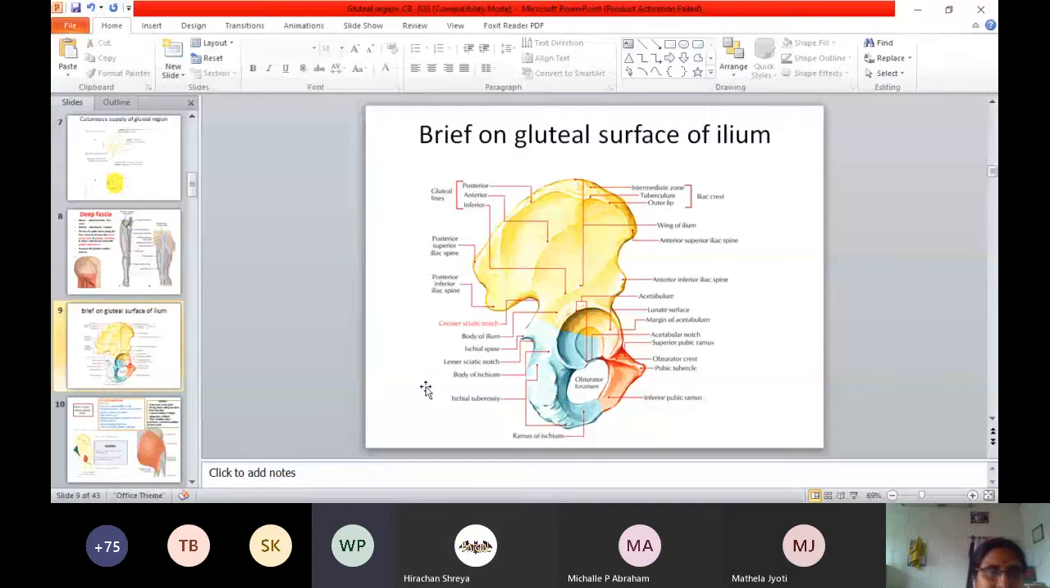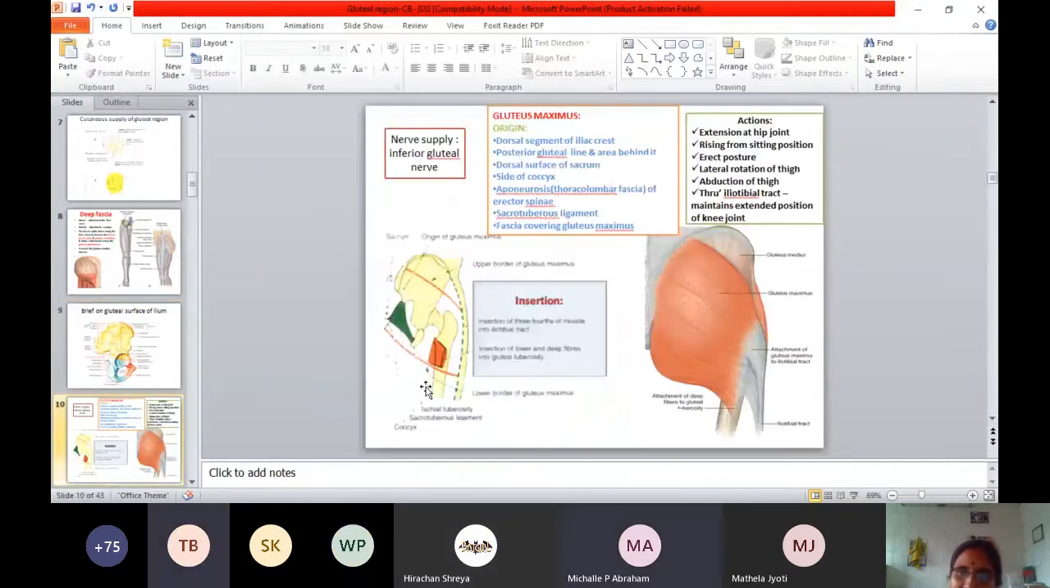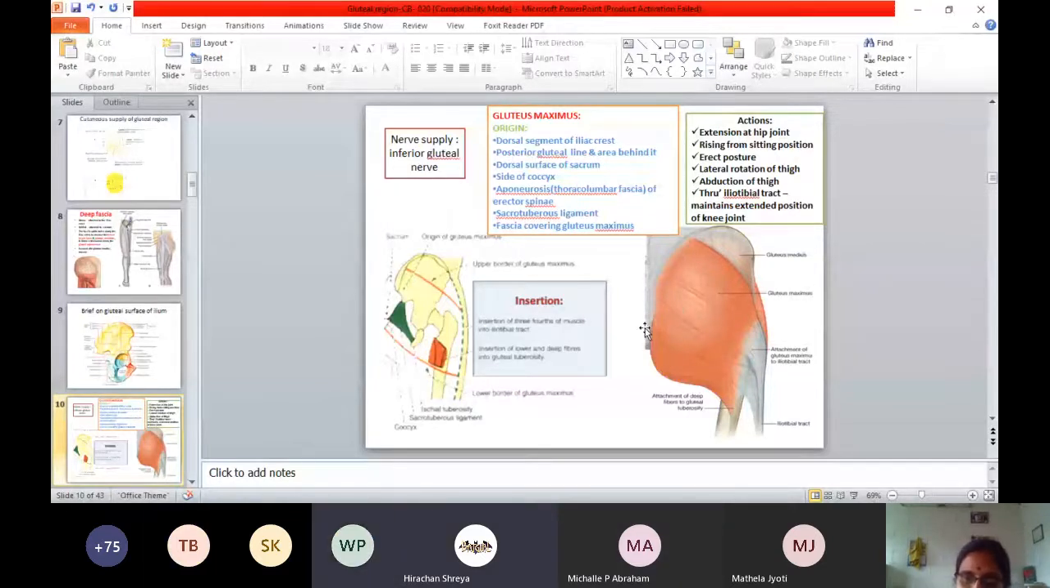Now, what is the big muscle of the gluteal region? Gluteus maximus. This is origin or insertion, my dear? Origin.